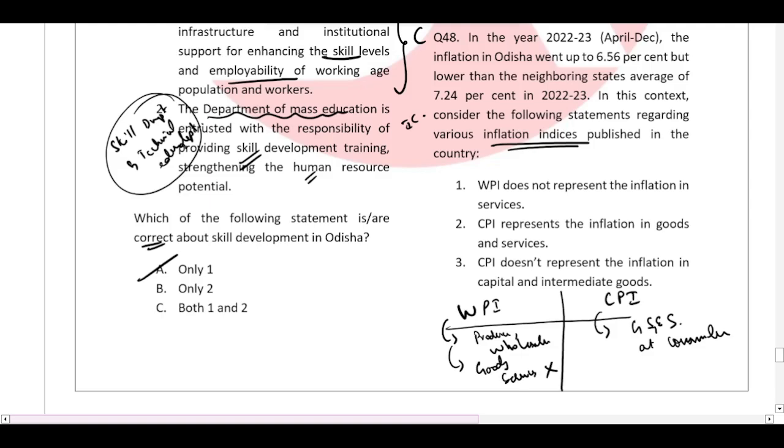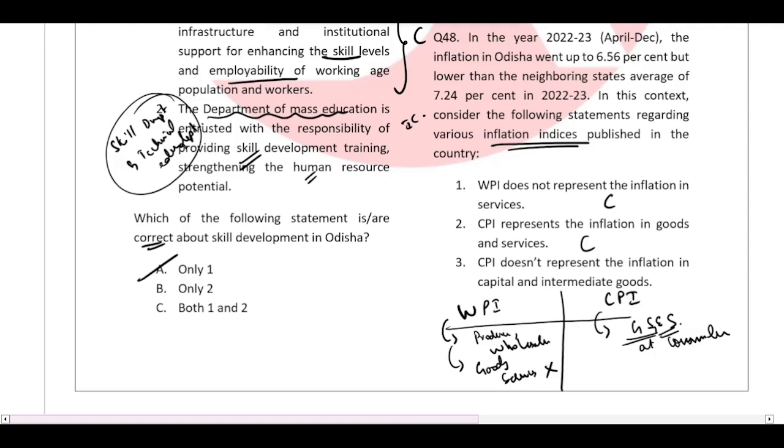Now let us look at the statements. WPI does not represent the inflation of services. True, it only captures the data related to goods. CPI represents the inflation in both goods and services. True, because it is happening at the consumer level, the data for both goods and services which the consumer ultimately consumed is available. So that is also correct.